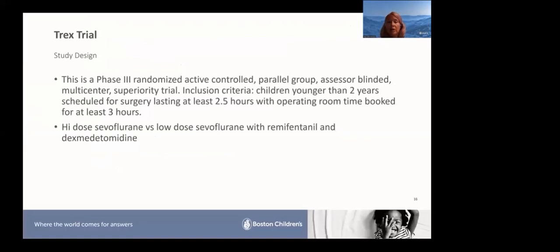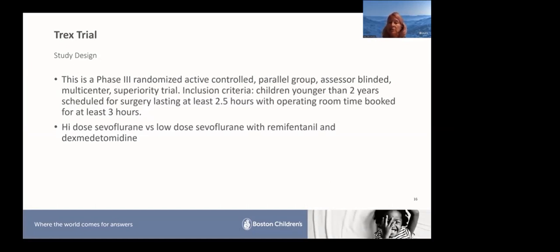So to go to the T-REX trial, which is a follow-up for the GAS study, this is a phase 3 RCT, a multi-center, multi-country superiority trial. Its inclusion criteria include children under the age of 2 scheduled for surgery lasting at least 2.5 hours. So we're trying to get at that issue of prolonged anesthetic exposure.